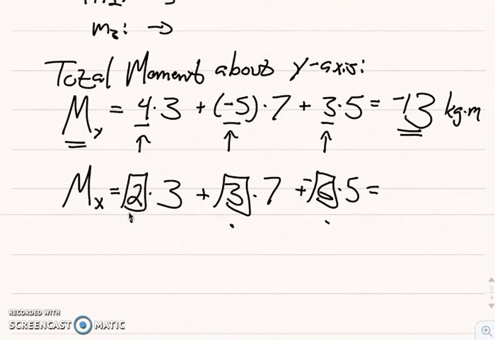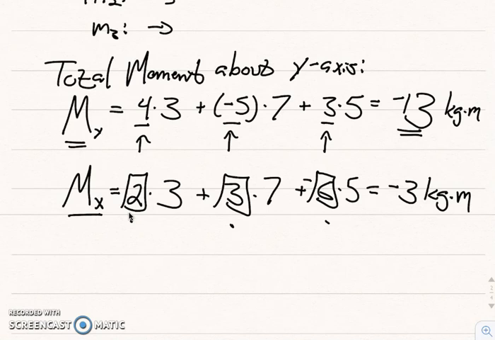So let me say it one more time. For the calculation of the x moment, we need the y-coordinates. For the calculation of the y moment, we need the x-coordinates. So here we have a total number, what is it? 6 plus 21 is 27, minus 30 is -3 kilogram meters. Now, we have moments about the x and y axes.